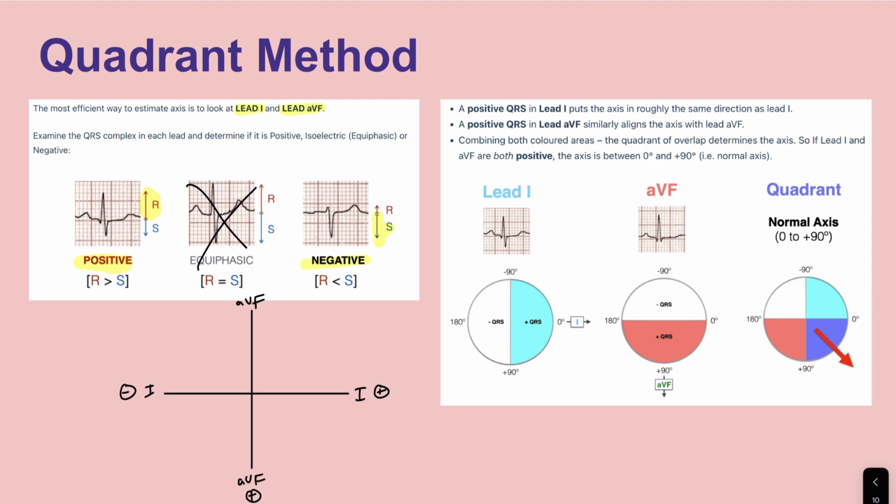Okay, so if we take this example over here and we say, look at that, lead 1 is positive. I'm going to go ahead and shade in the positive side of lead 1. If AVF here is also positive, we can go ahead and shade in the positive side of AVF. Now where these two intersect, well, this must be where the QRS axis is. That's the quadrant method. It doesn't give you a precise, this is positive 60 degrees, this is negative 30 degrees, but it gives you a range. Somewhere within 0 to positive 90 degrees is our QRS axis in this example.